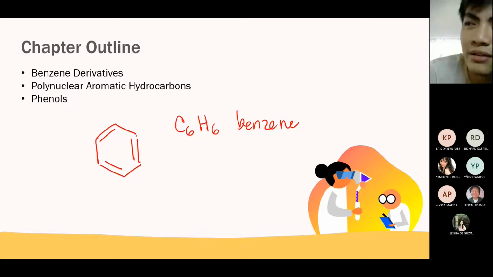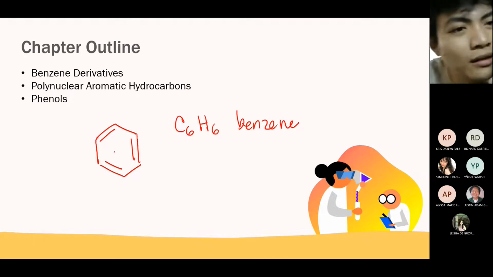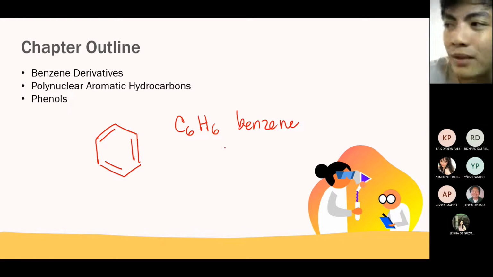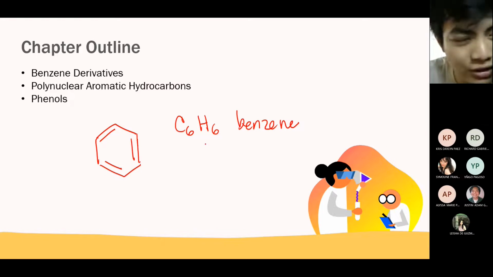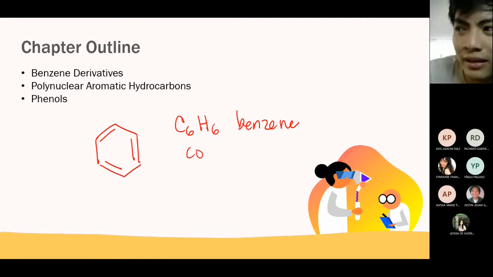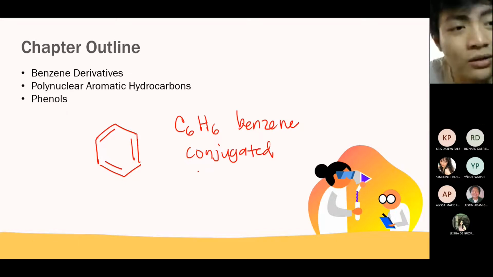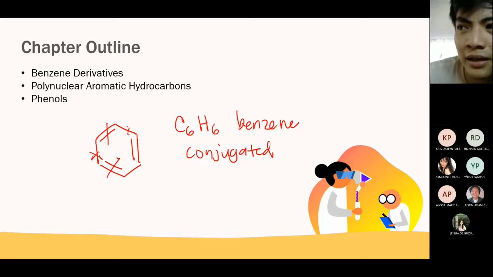Another thing with benzene is that it has an alternating double bond. Pag you have an alternating double bond, tawag doon ay conjugated. Okay? Yan yung term natin. Conjugated meaning the double bonds are alternating. Meron, wala, meron, wala, meron, wala. Okay? So, yan yung meaning ng alternating or conjugated.